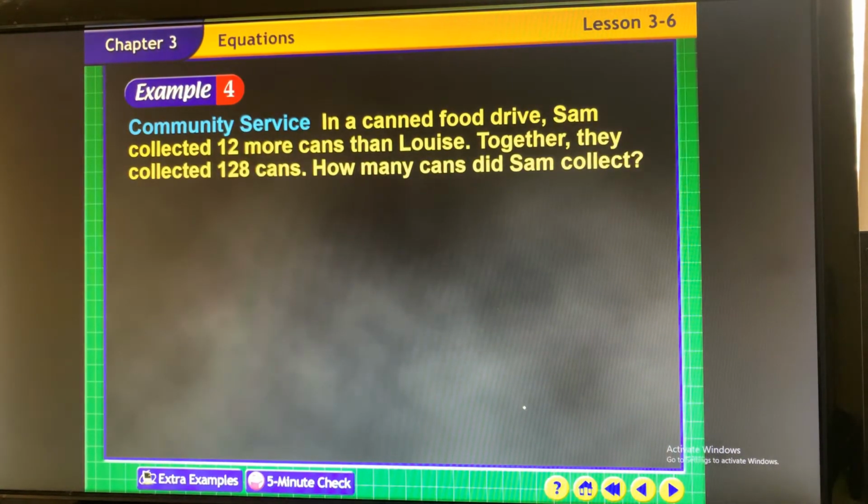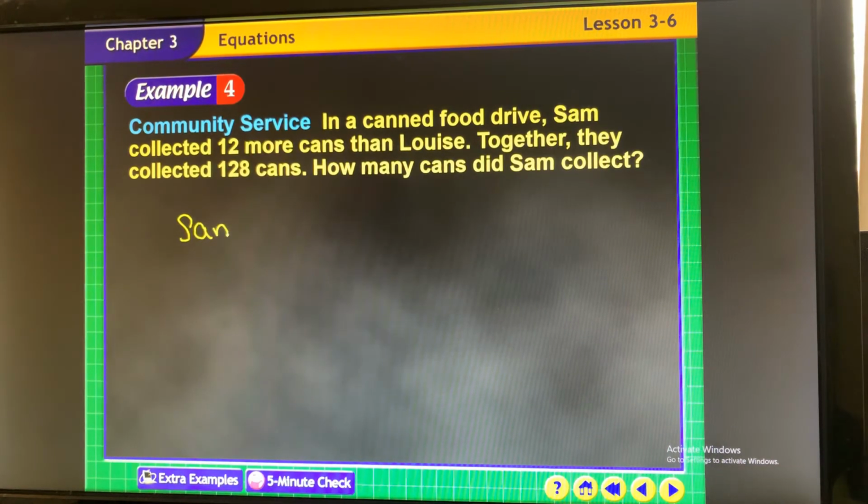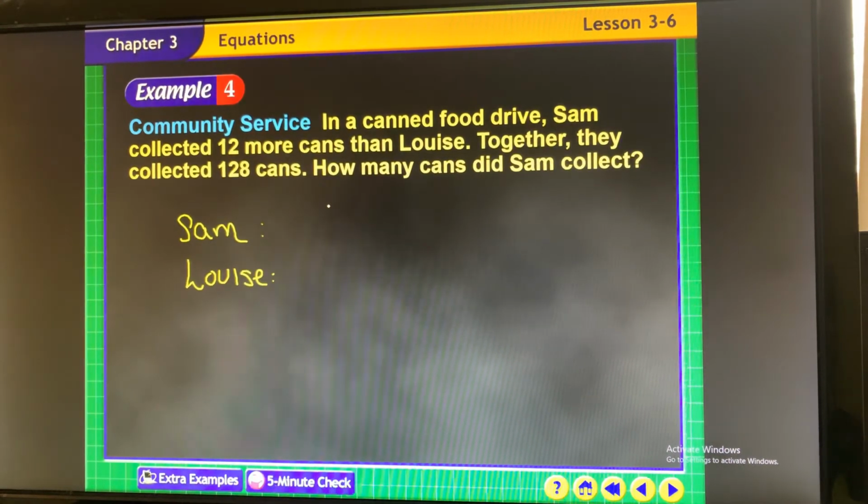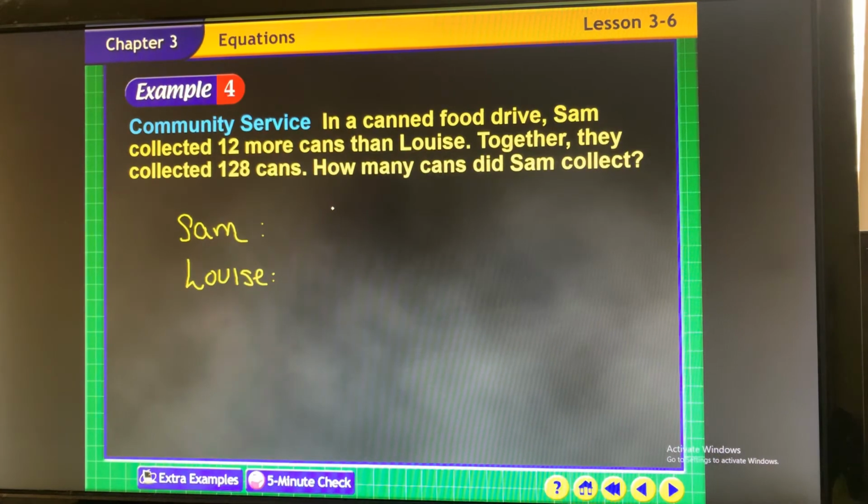In a canned food drive, Sam collected 12 more cans than Louise. Together, they collected 128 cans. Do you remember when we started off in chapter 1, I said always write down your people or what you're talking about, and then work from there. So Sam collected 12 more cans than Louise. So basically, we don't know what Louise collected, but we know that Sam collected 12 more cans.